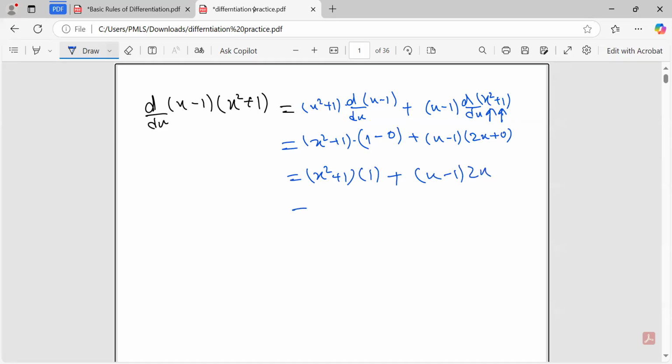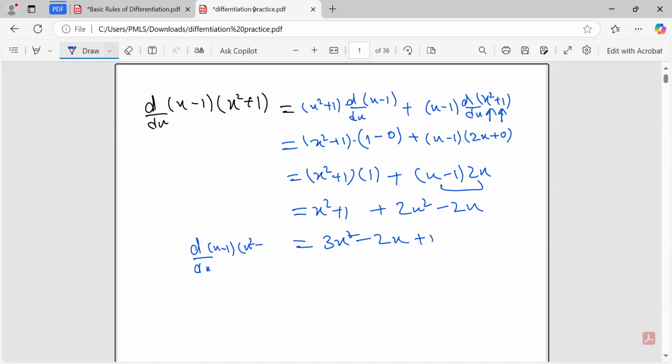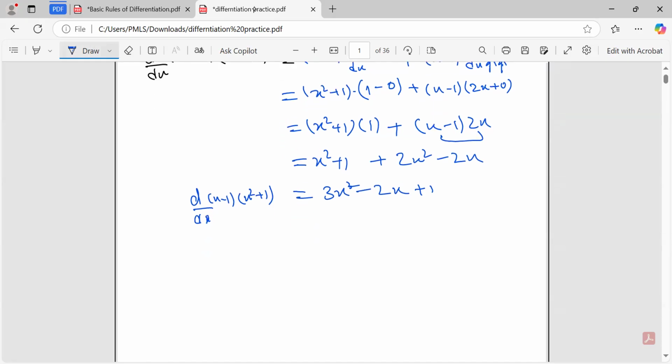In this case you can make a simplification: 2x square, when we multiply 2x with x, minus 2x. So finally we will get 3x square minus 2x plus 1. So this is the answer, the derivative of x minus 1 times x square plus 1. This is the way whenever you have two functions in a product form, you apply the product rule.